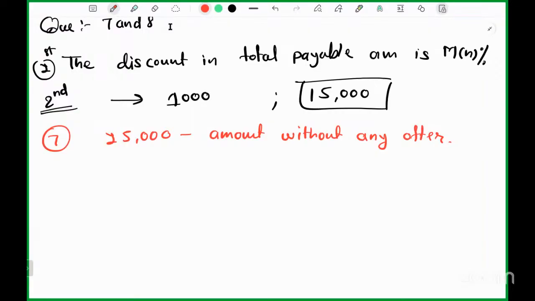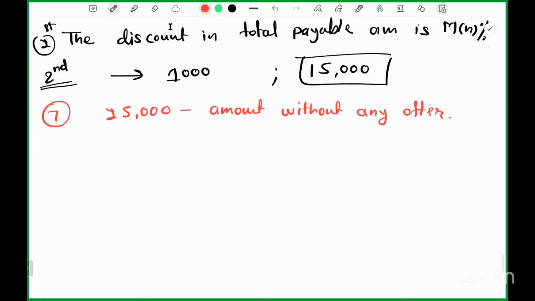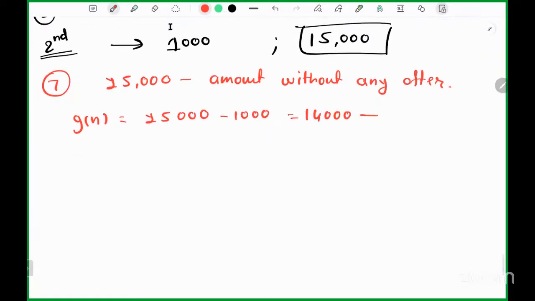Yes, the second offer is clear, so the amount after applying the second offer is clear. First of all, g of n is the function after applying the second offer, right? It's simply 15,000 minus 1,000, which is 14,000. So this is the amount after applying the second offer.